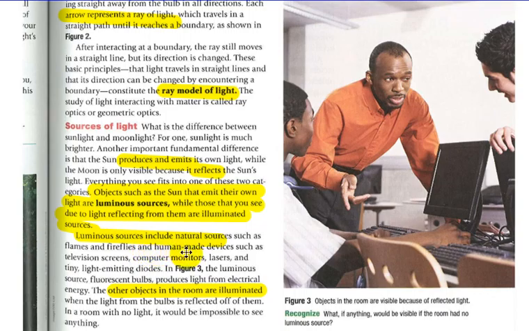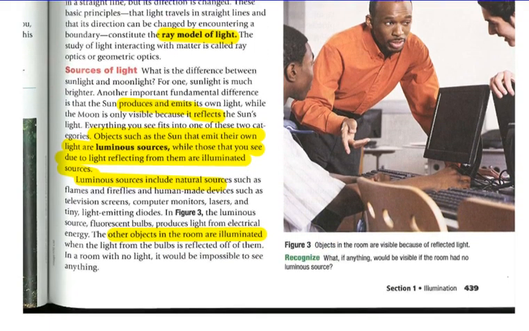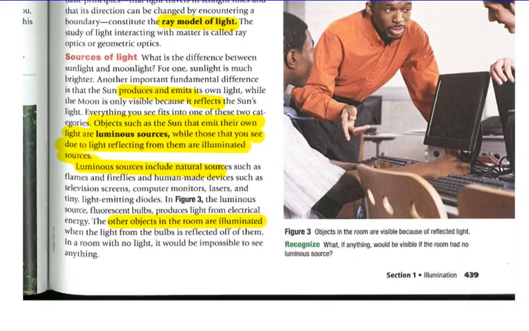Luminous sources include natural sources such as flames and fireflies, and human-made devices such as TVs, computer monitors, lasers, etc. Luminous sources, like fluorescent light bulbs, produce light from electrical energy. The other objects in the room must be illuminated. If they're not luminous, they must be illuminated. When the light from the bulb is reflected off of them, you can see them. In a room with no light, it would be impossible to see them because the light has to be reflected off of them.